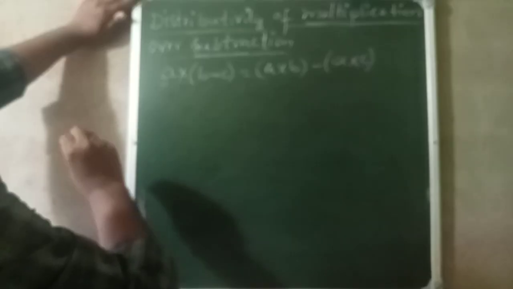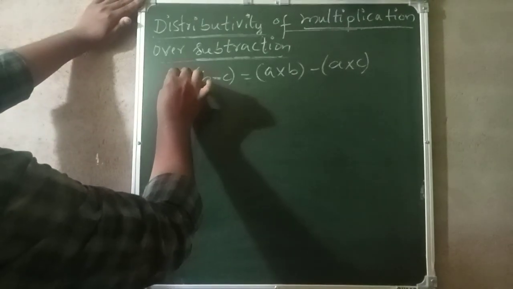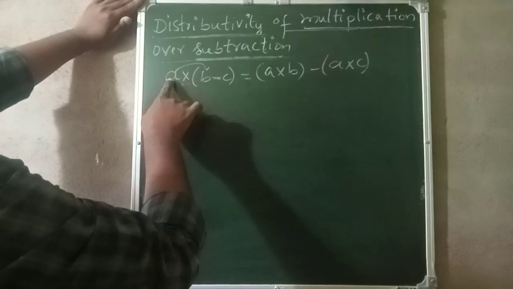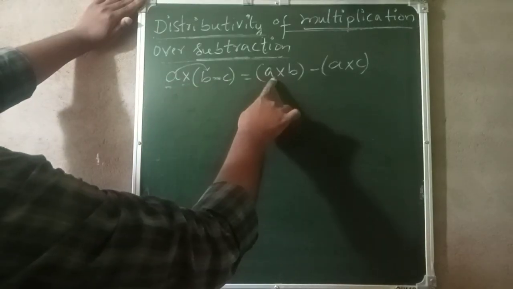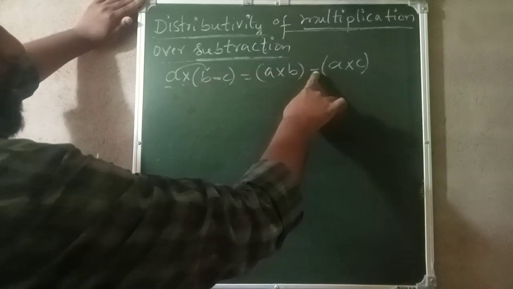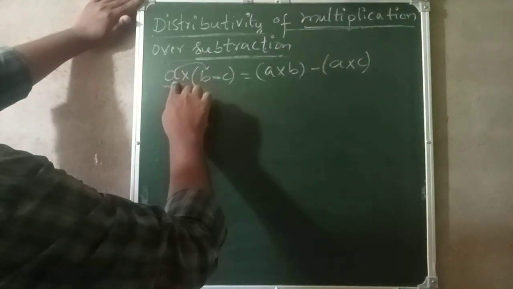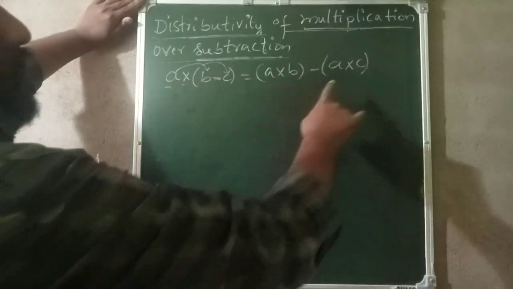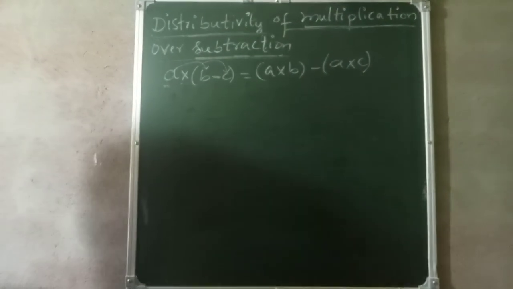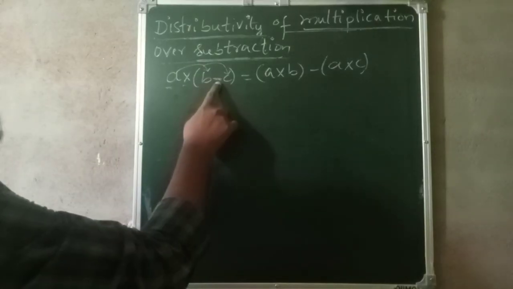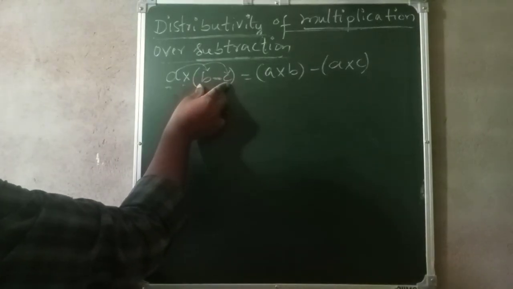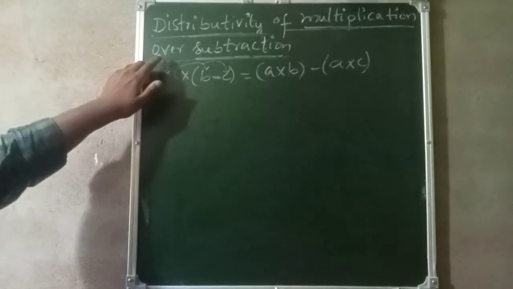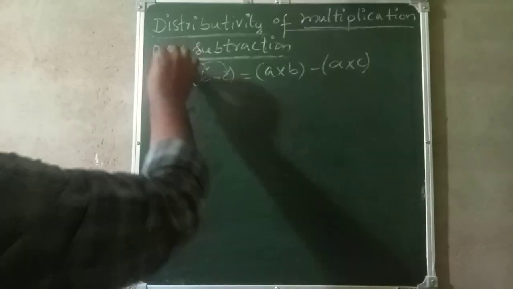It will say first A will distribute, multiply with B. So it will become A into B. So we have written A into B. Next, this minus same. Next, this A will multiply with the C. So A into C. C minus means subtraction. So A is distributing over the subtraction. So that is the meaning of over subtraction.